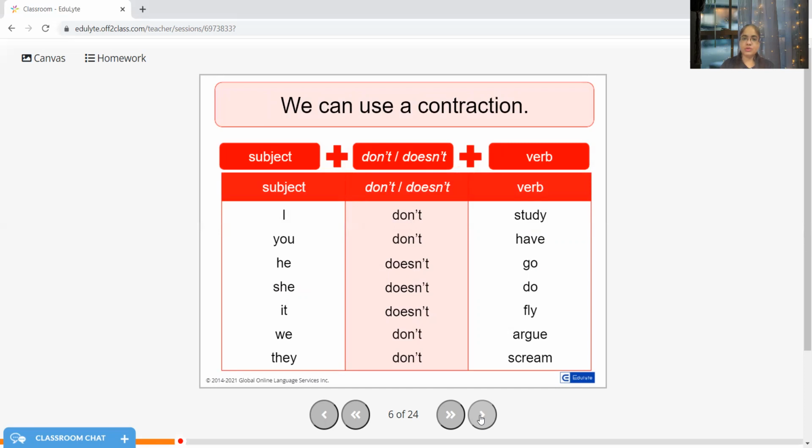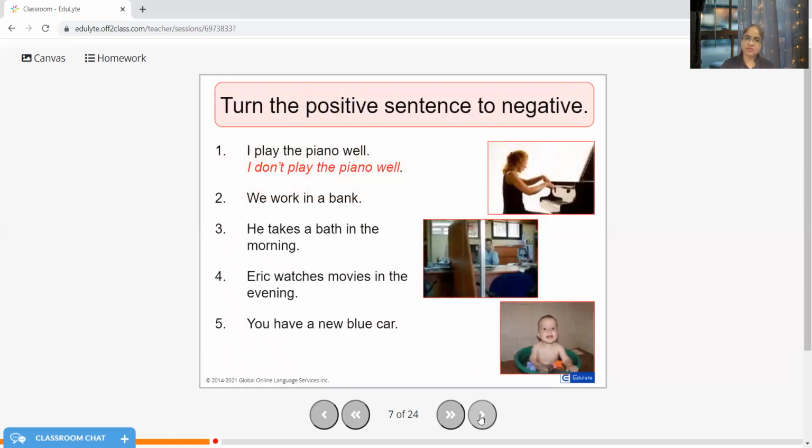So we can also use a contraction like don't or doesn't. It's one and the same thing. Either you write do not, does not, or you write don't, doesn't. So just the pronunciation will change. I don't study. You don't have a car. He doesn't go to school. She doesn't do her work nicely. It doesn't fly high. We don't argue with each other. They don't scream over small things. So this is the only difference. But yes, for understanding, we should know about each and everything.